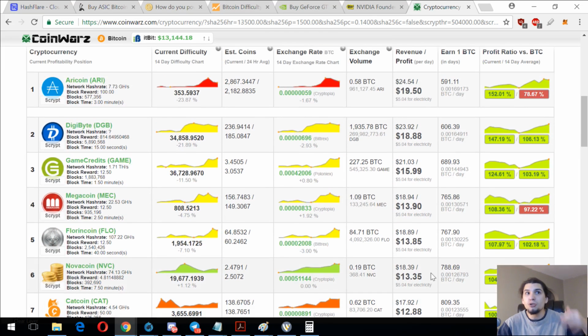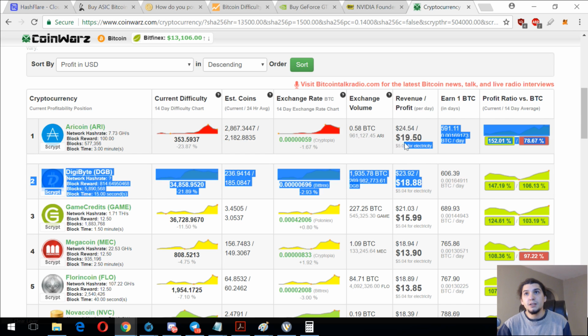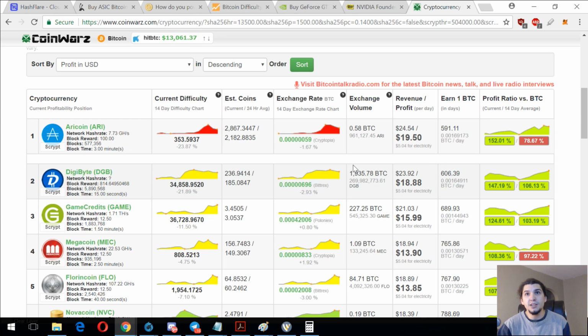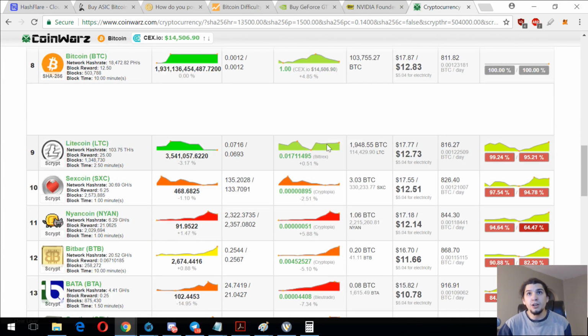And again, you get other coins that will spike, Argcoin, a Digibyte that are in the $18 to $20 a day range. But again, these aren't steady. You see these recently had a pump in price. That's why they're so profitable right now. Whereas you look at Litecoin, the price is a little bit more nominal. The difficulty actually just decreased, and it's still only making $12, $13 a day, all right?